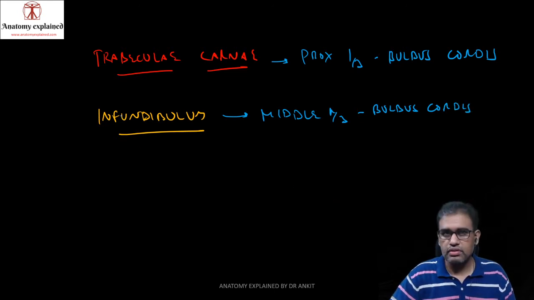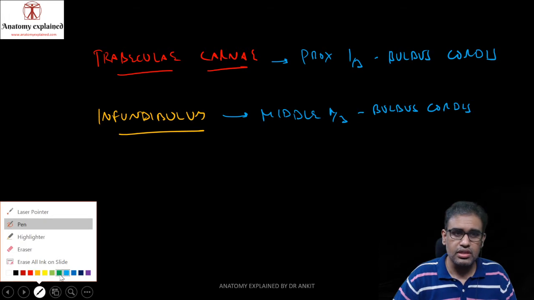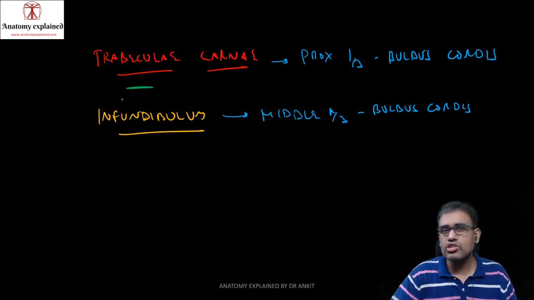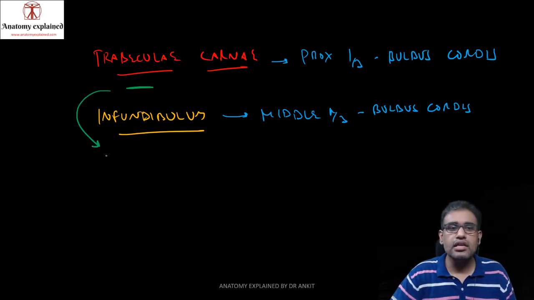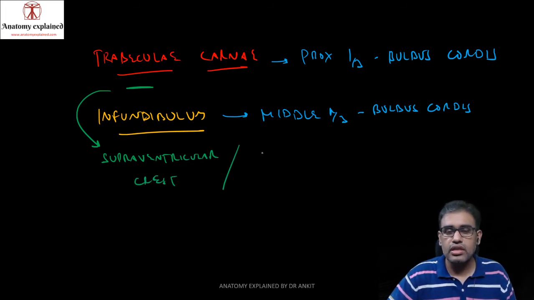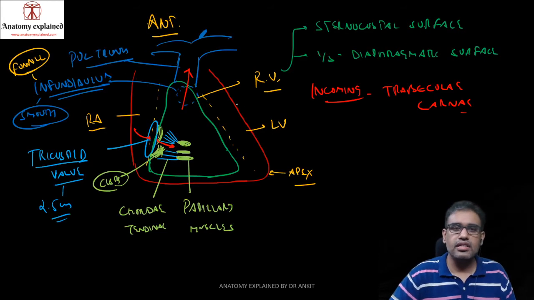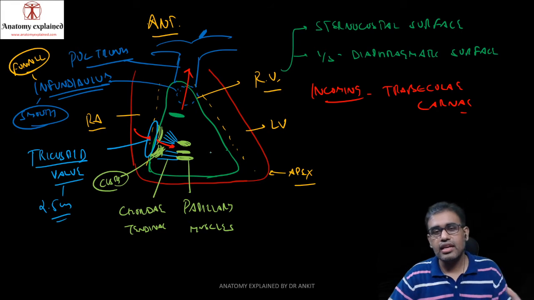Between these two, the incoming and outgoing channels, we have a small crest over here, because the shape of the tissues is quite drastically different. One is smooth, one is rough. That crest between them is known as the supraventricular crest, which is also known as the infundibuloventricular crest. So it must be located somewhere over here, between the incoming and the outgoing part.